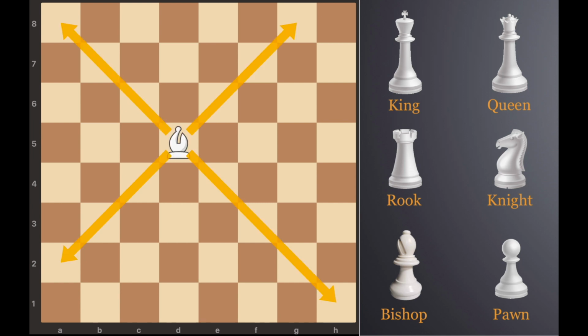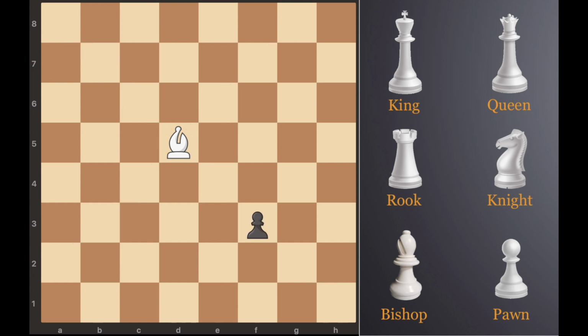Next, we have the bishops. Bishops can move any number of squares diagonally. Like here, bishop can go diagonally and capture the black pawn on f3.